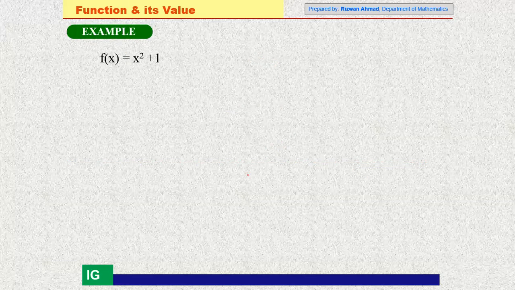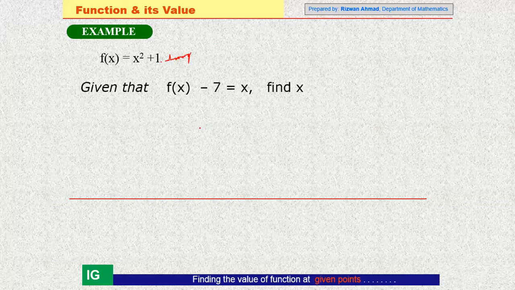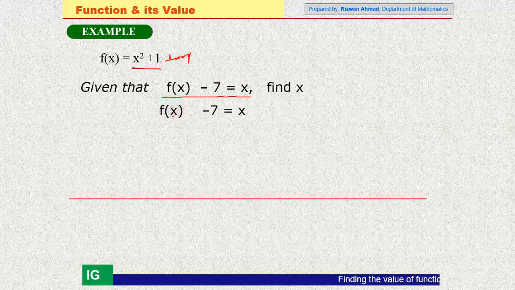Now f of x is x squared plus 1, and we have to find x, but it's given that f(x) minus 7 is equal to x. This is an equation which we have to solve to find the value of x. Now what is f(x)? f(x) is x squared plus 1. So we replace it with x squared plus 1. So it is x squared plus 1 minus 7 is equal to x, which is a quadratic equation.